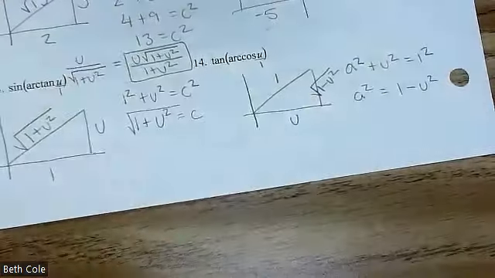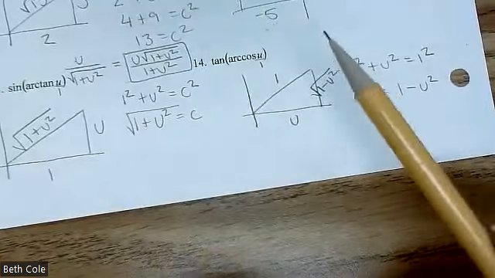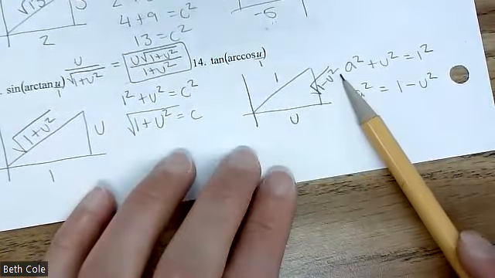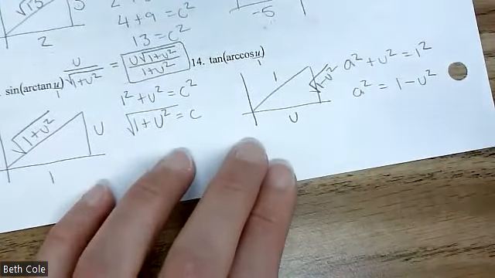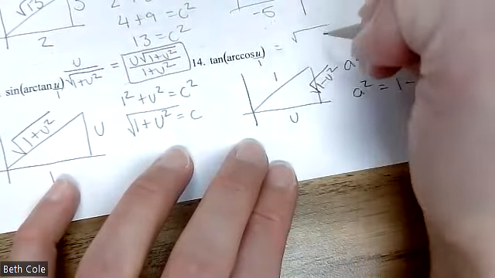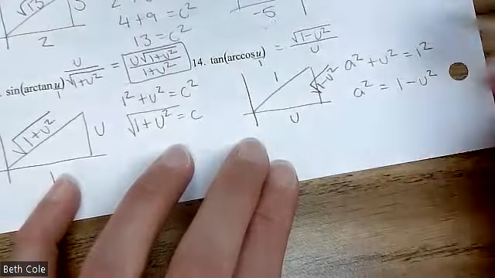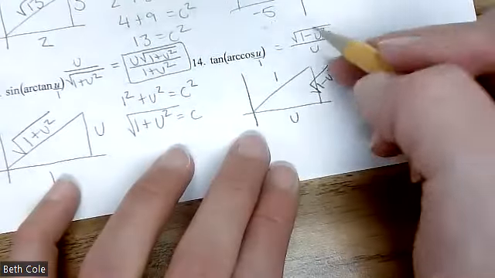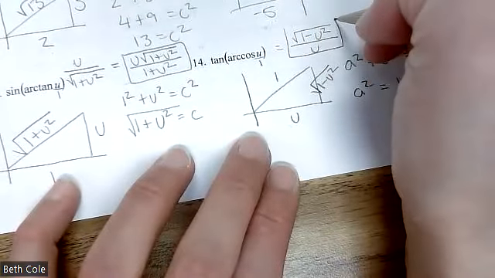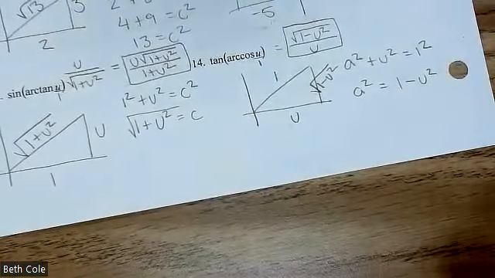And now we're going to do tangent. So how do you do tangent of your triangle? Y over x, or opposite over adjacent. So it's going to be square root of 1 minus u squared over u. The reason this one turned out a little bit nicer than this one is because why? Yeah, the square root's on the top, so you don't have to do anything else to it.